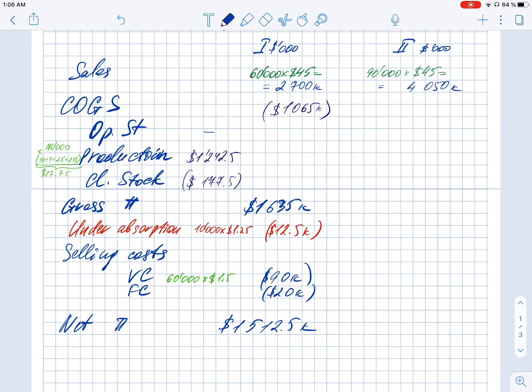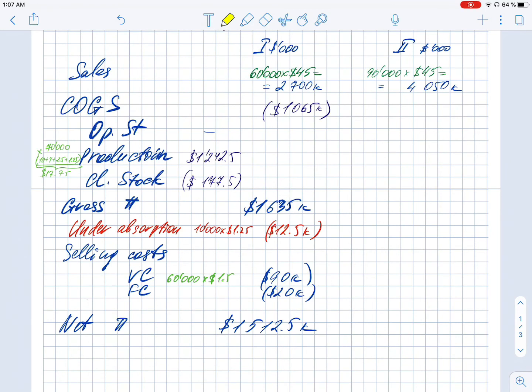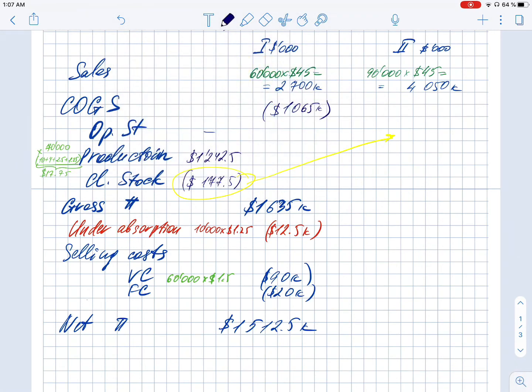As for the second quarter, we'll be doing the same, and I will remind you that closing stock of the previous quarter eventually would be the opening stock of the next quarter. So we have to write down here 177.5 thousand as opening stock.